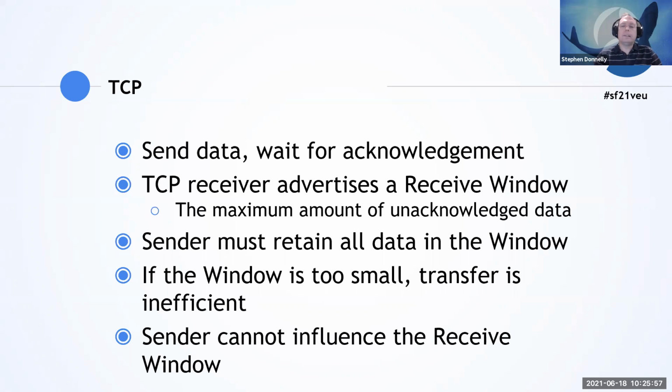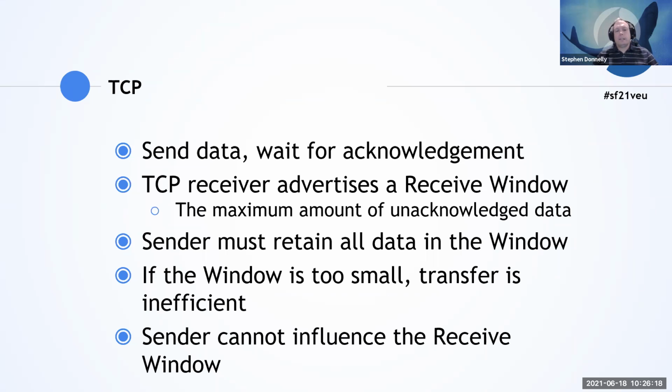So as a sender, I want to send more than just one packet before I wait for an acknowledgement to come back. And the way that that's done in TCP is the receiver advertises, tells the sender how much data it's allowed to send before it has to stop and wait for an acknowledgement. And the sender has no influence on that whatsoever. It's entirely up to the receiver to say how much data you can send.